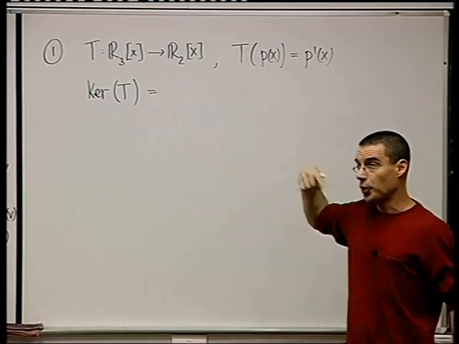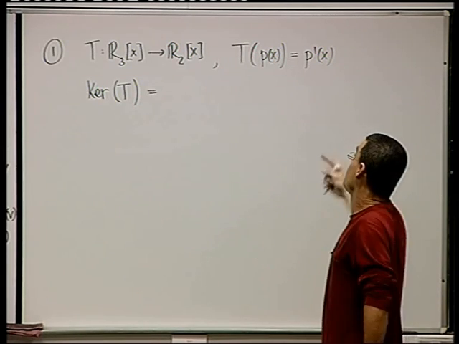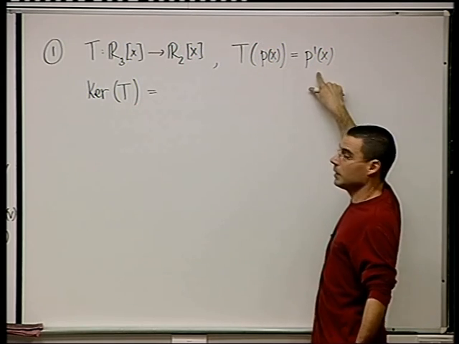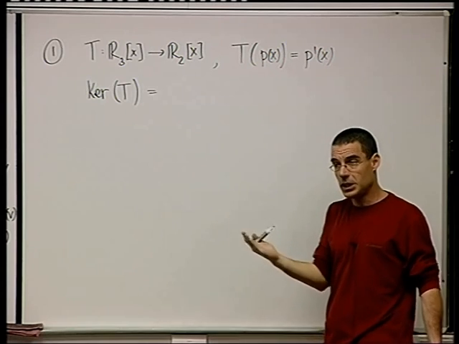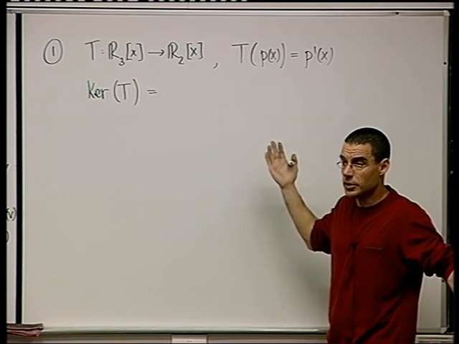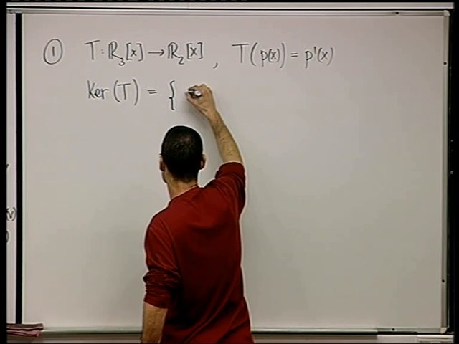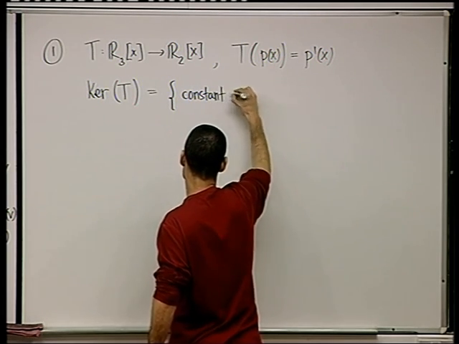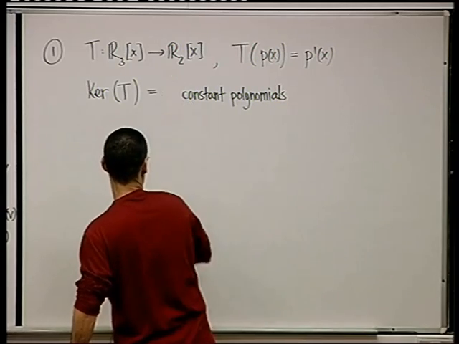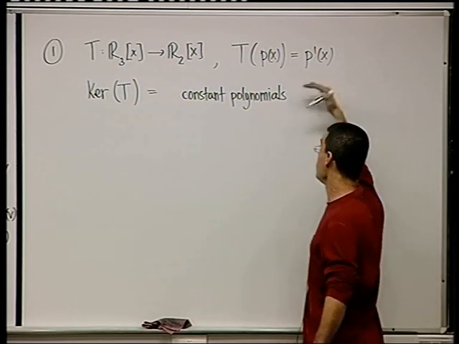So you have to translate the word kernel into its definition. The word kernel means, what are all the polynomials whose derivative is the zero polynomial? What are all the polynomials such that T of them gives zero? And you know the answer. It's a question in calculus, right? What are all the functions whose derivative is zero? Right, only the constant functions. So the kernel of T is the set of constant polynomials. The way I wrote it, it's just all constant polynomials. Do you agree? Those are precisely the polynomials whose derivative is zero.